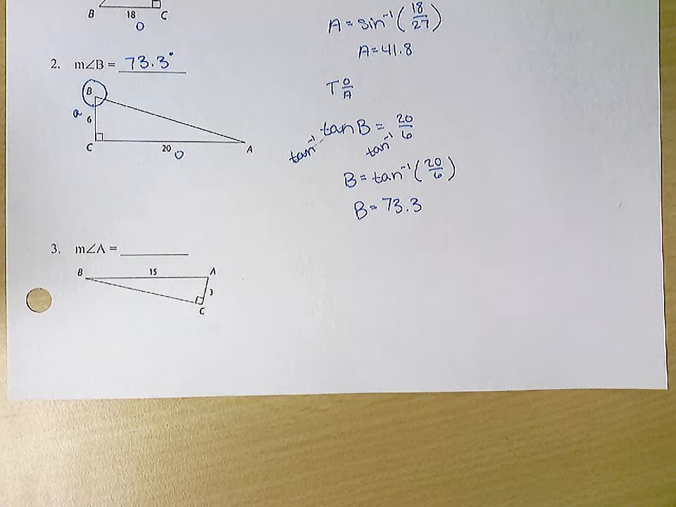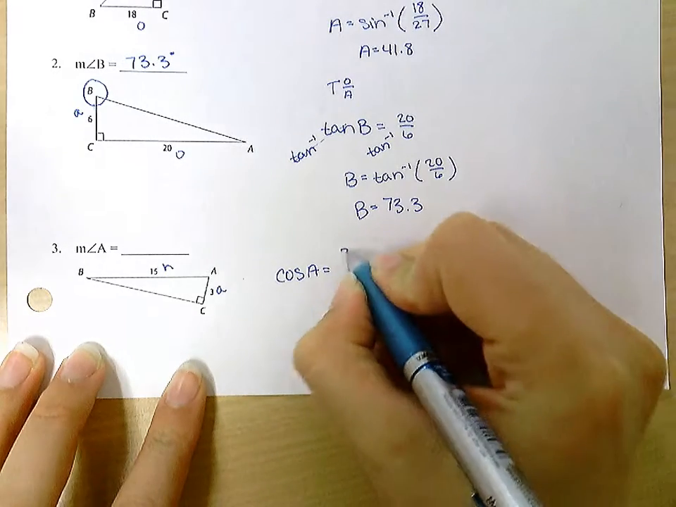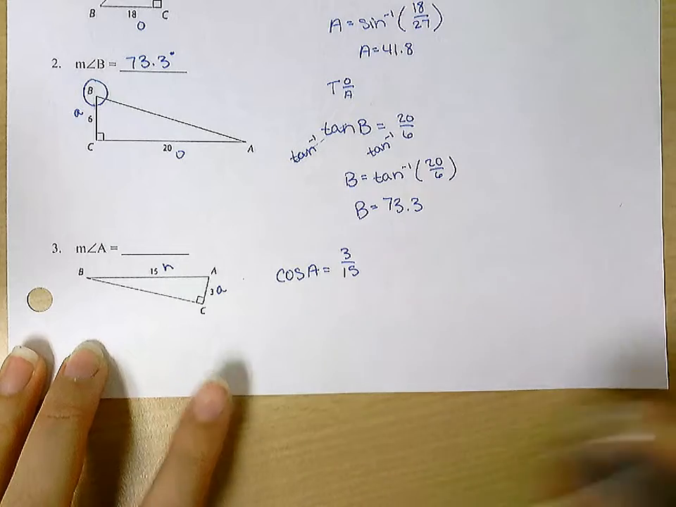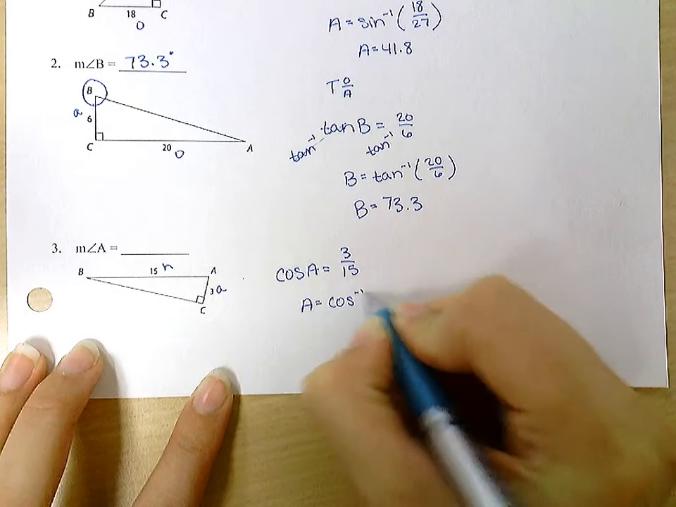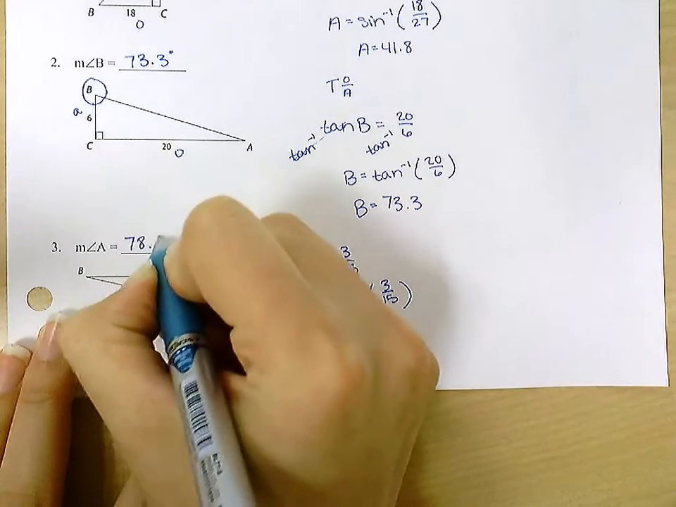All right, coming back together here. You should be using SOHCAHTOA. If you need to write this back down on your paper somewhere, you do that real quick before I erase it. For number 3, you should be using cosine, because you have an adjacent side and the hypotenuse. So we're doing cosine of A is equal to 3 over 15. So you should have A is equal to cosine inverse of 3 over 15. And then your angle measure should be 78.5 degrees.